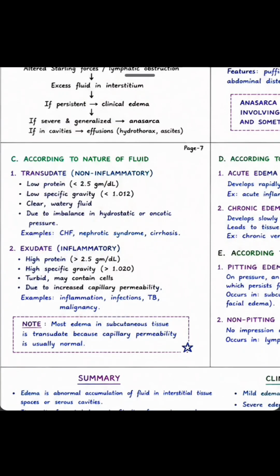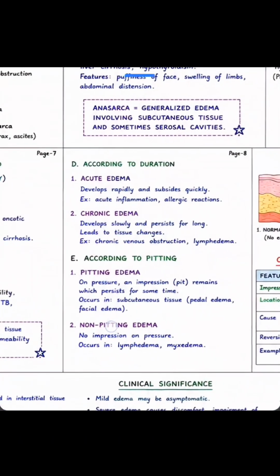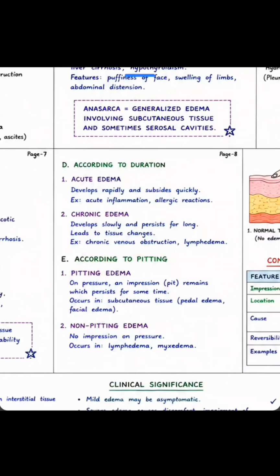Then come to according to the duration: acute edema, chronic edema, and according to pitting: pitting edema and non-pitting edema. These are both important subtopics. Acute edema develops rapidly and subsides quickly, for example acute inflammation, allergic reactions. Chronic edema develops slowly and persists for long, and leads to tissue changes, for example chronic venous obstruction and lymphedema.